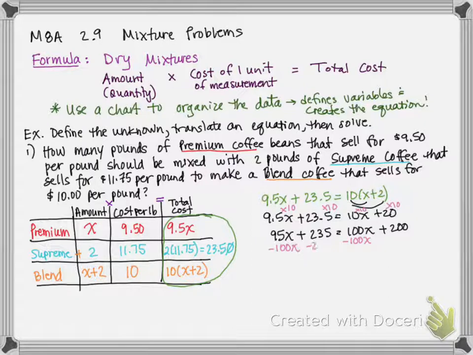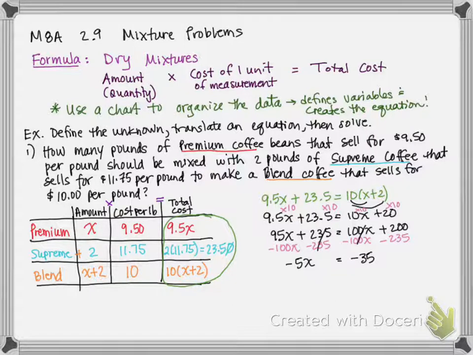And I want to get the constants together on the right, so I'm going to subtract 235 from both sides. So let's see, bigger number is negative, so I'm going to have a negative. 100 take away 95 is 5. So we get negative 5x, he's gone, equals, bigger number is negative, 235 take away 200 is 35.